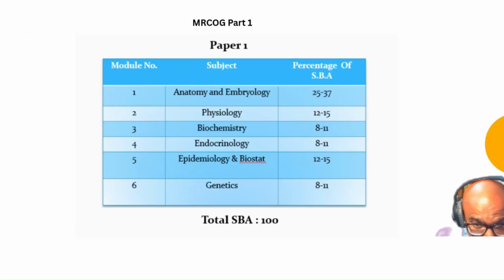Epidemiology and biostatistics, most of the students find it very difficult, but there are more questions from this particular topic, around 12 to 15 questions. But I'll tell you, this is the most scoring because there are only a limited number of concepts which are expected from you. And if you understand those concepts clearly, this is like mathematics. Genetics will have around 8 to 11 questions.